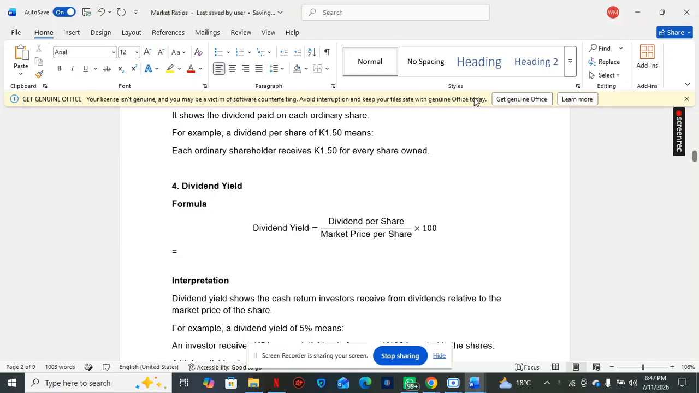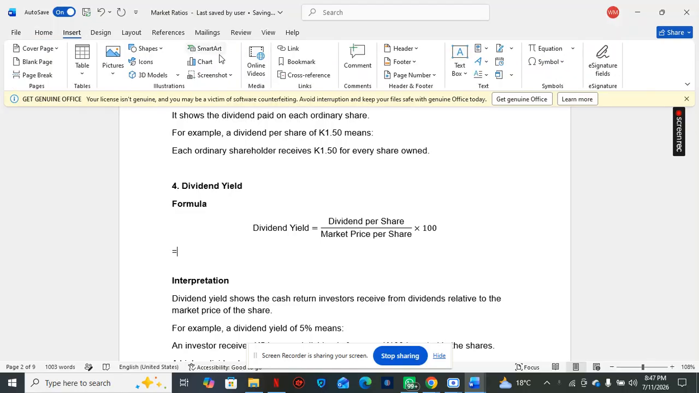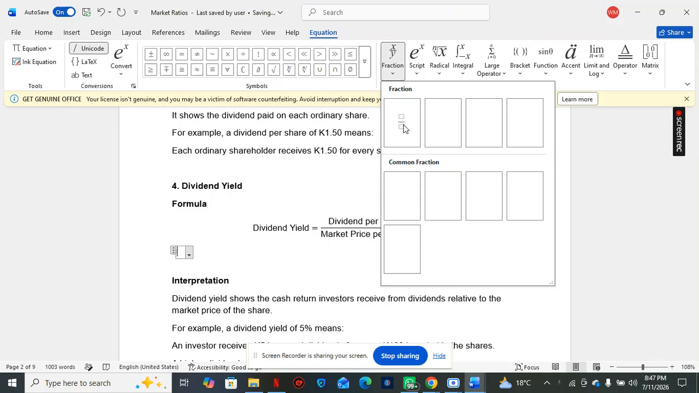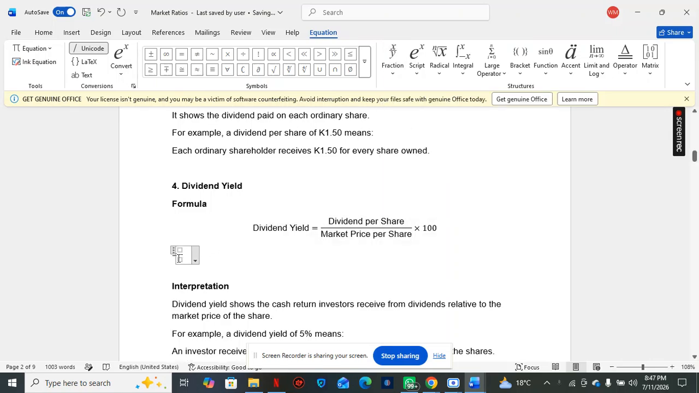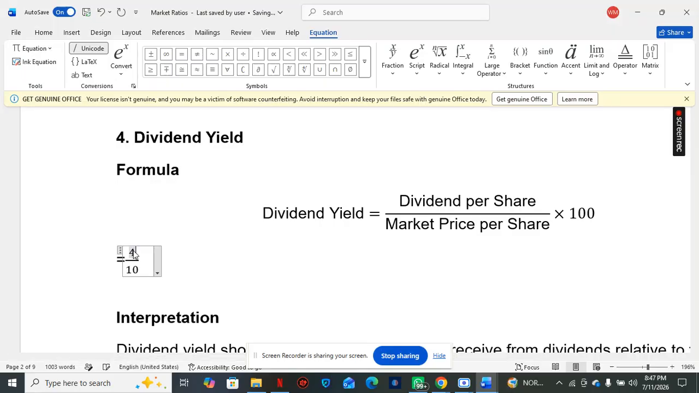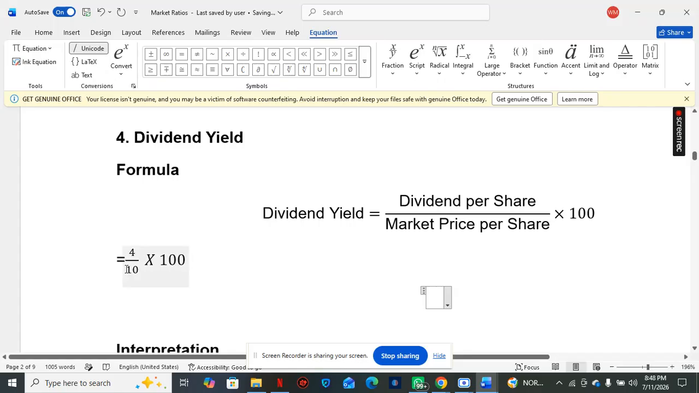You pay the market price of a share, let's say 10 kwacha. So you pay 10 kwacha for that share. Then let's say you earn 4 kwacha as a dividend. Okay, dividend per share, you get 4 kwacha as a dividend. So you're just trying to find out, what is my return? All right, so 4 over 10, 0.4. 0.4 times 100, that is a 40% return.